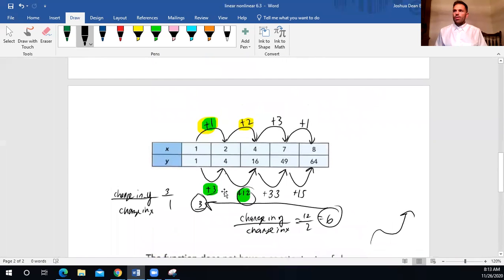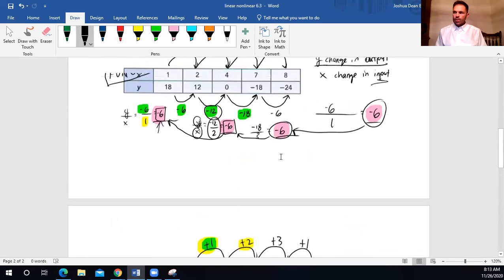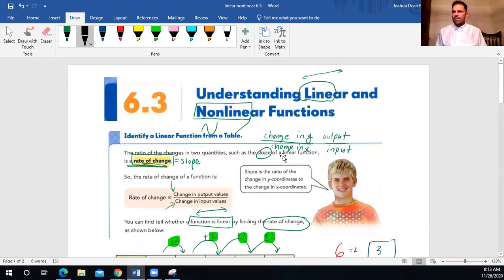And that's how we tell if a function is linear or not, by looking at a table.